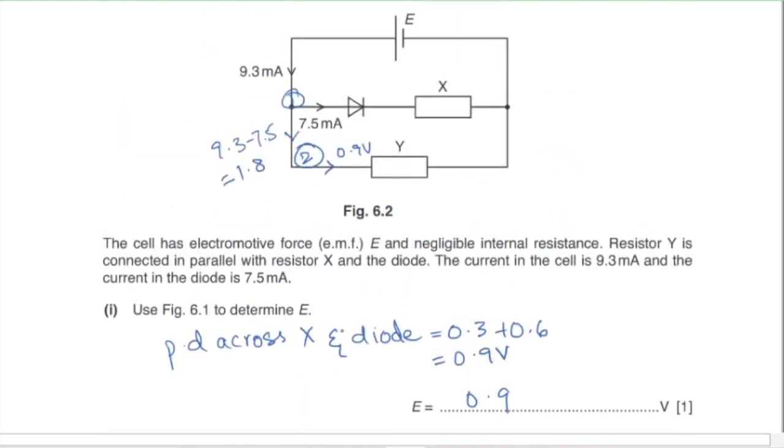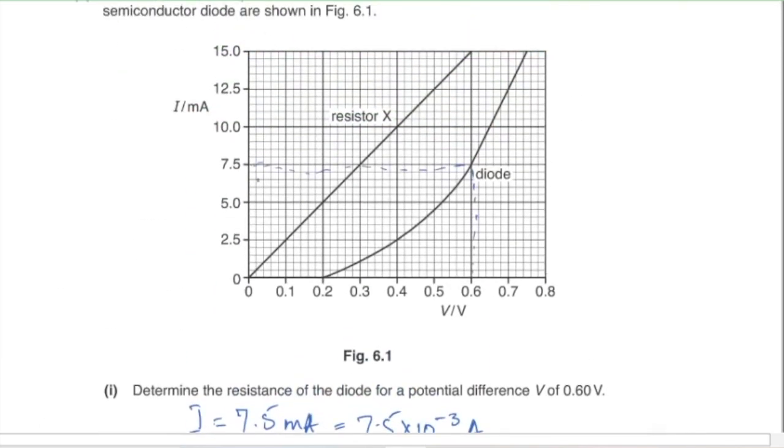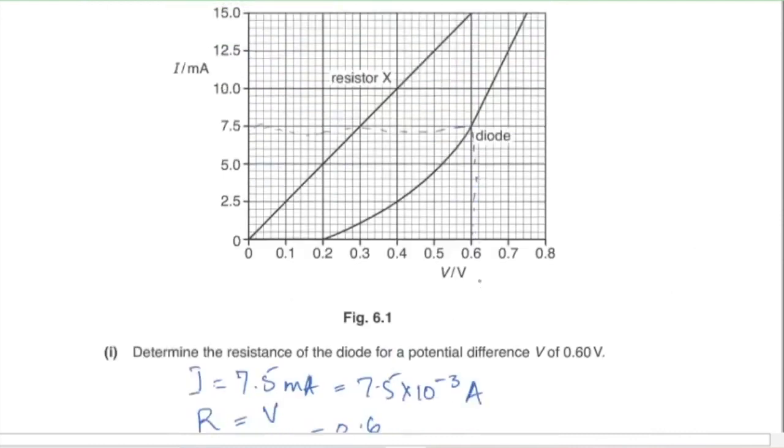Now current across the diode is going to be 7.5, and so will the current across resistor X, because current stays the same in components which are connected in series. So current across the diode is 7.5 milliamperes, and the resistance of the diode when the current across it is 7.5 can be deduced right from here. At 7.5 milliamperes, the diode has a voltage of 0.6 volts across it.